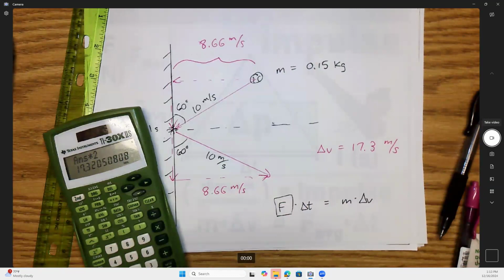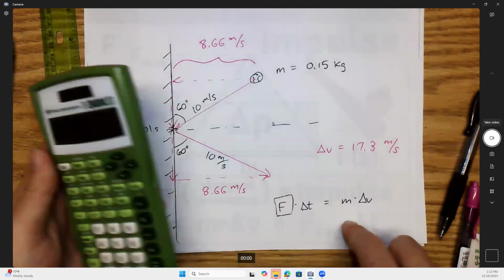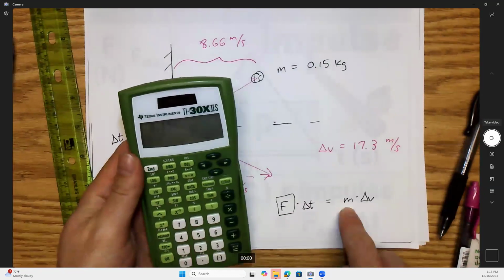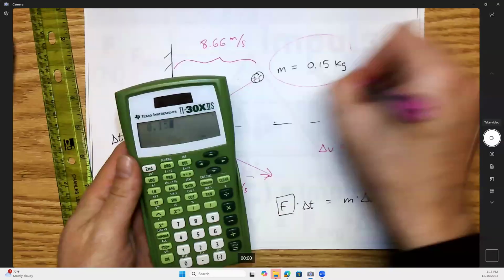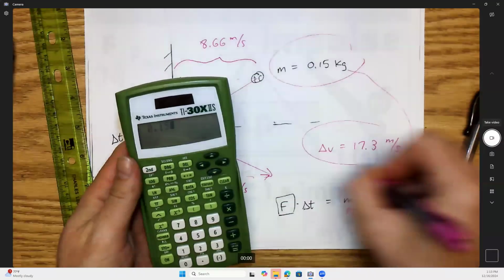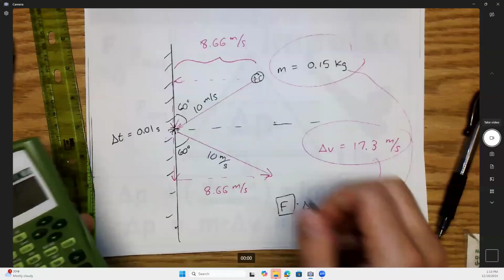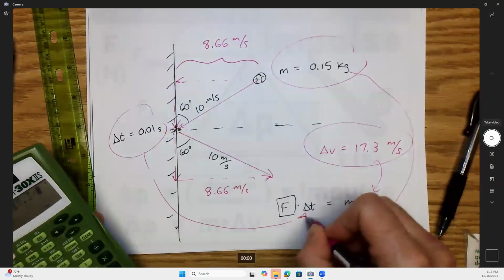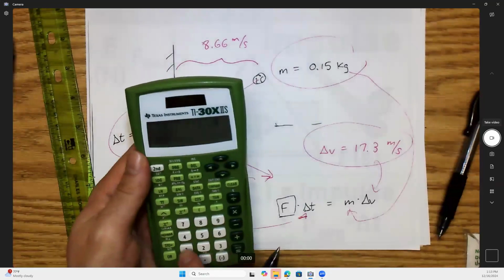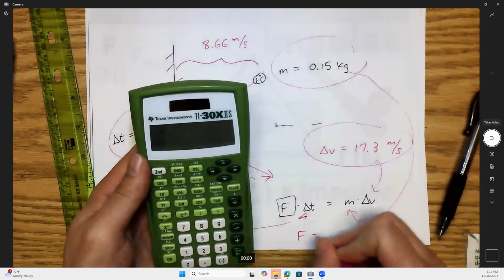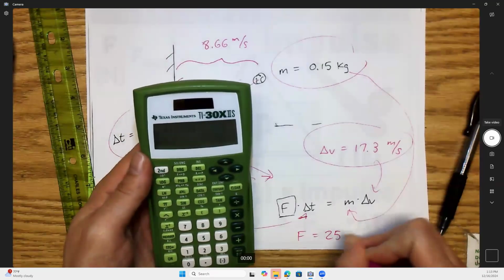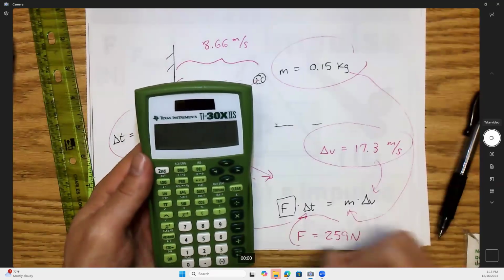Okay. So I got a mass of 0.15 kilogram right here. Plug this in. Got a change of velocity right there, divided by the time interval right there. That gives me a force of 259 newtons, about. There you go.